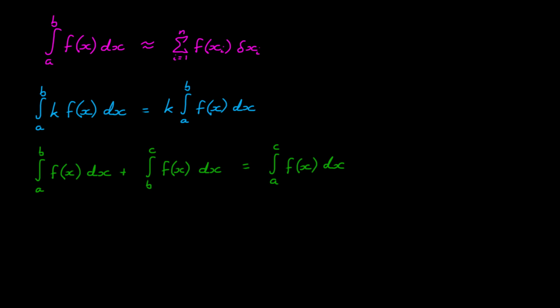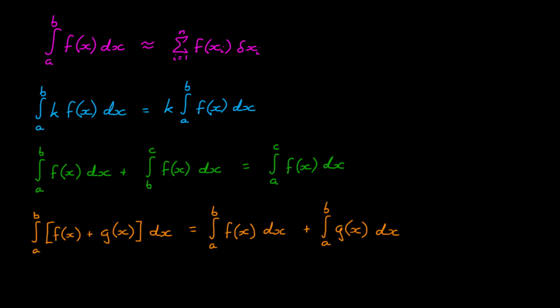If you add up all of the area under the curve f of x from a to b, and then add up all the area from b to c, what you must have is the total area from a to c. The next property says that if we've got the integral of the sum of two functions, f of x and g of x, the area under that sum is just equal to the sum of the two areas, so the sum of the area under f of x and the area under g of x.